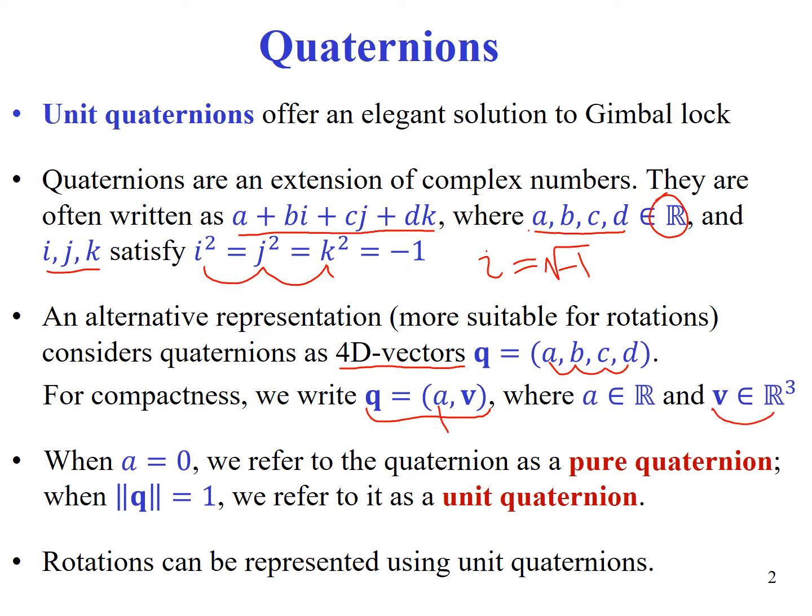When a is equal to 0, we refer to the quaternion as a pure quaternion. But when the magnitude of q is equal to 1, we refer to it as a unit quaternion. Unit quaternion is of interest to us for animation because rotations can be represented with unit quaternions.